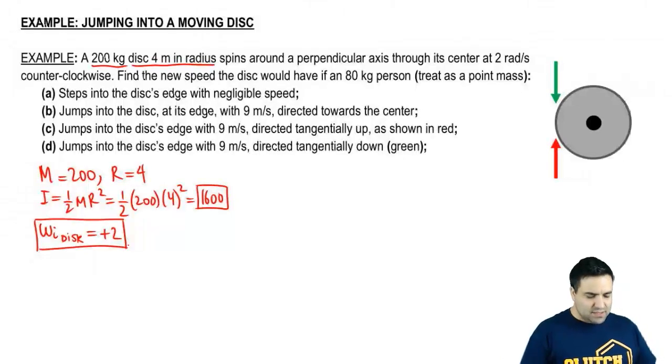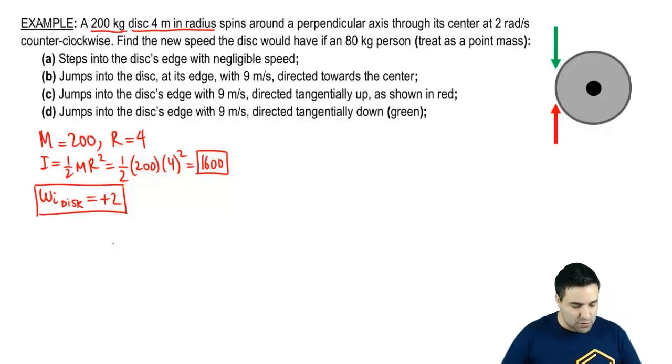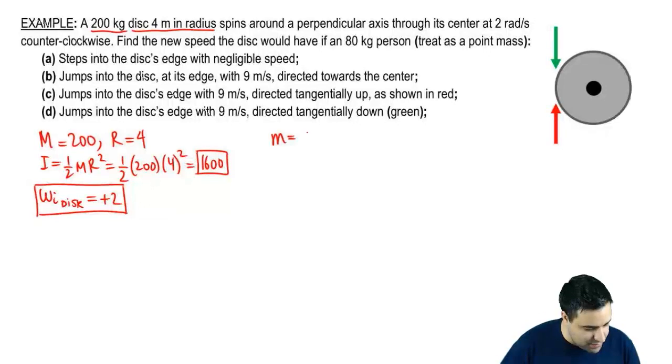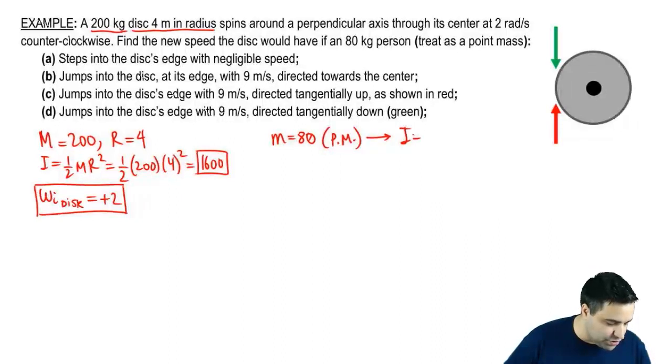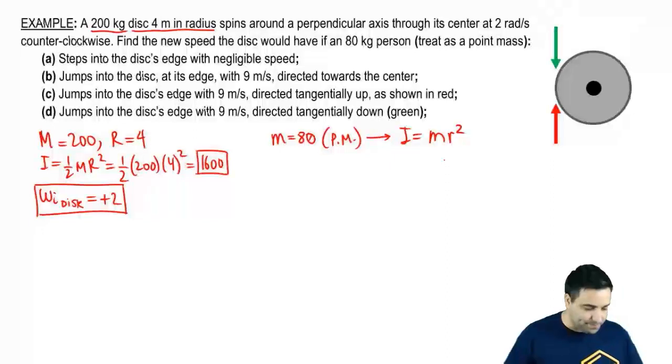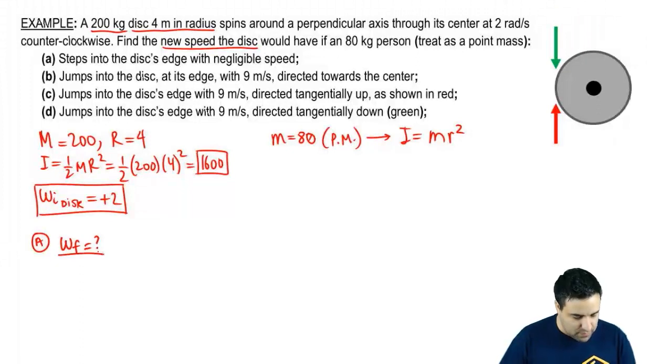Find the new speed that the disk would have if an 80 kilogram person, which we're going to treat as a point mass, jumps into the disk in a bunch of different situations. Okay, so the person is going to come into the picture. Little m equals 80. We're going to treat the person as a point mass, which means we're going to use the moment of inertia equation as mr squared. And I want to know what is the new angular speed that the disk will have. What is omega final?